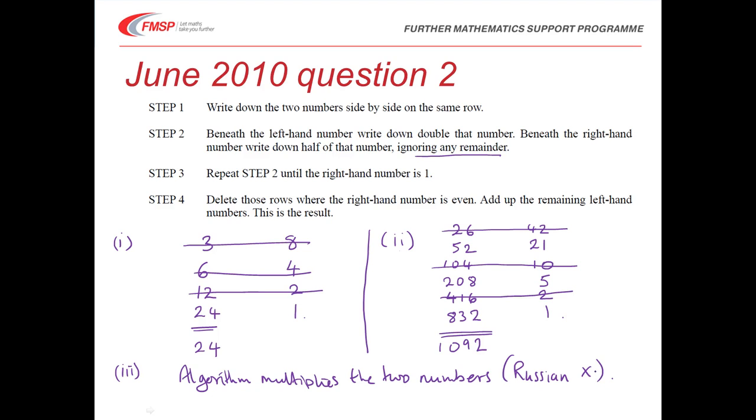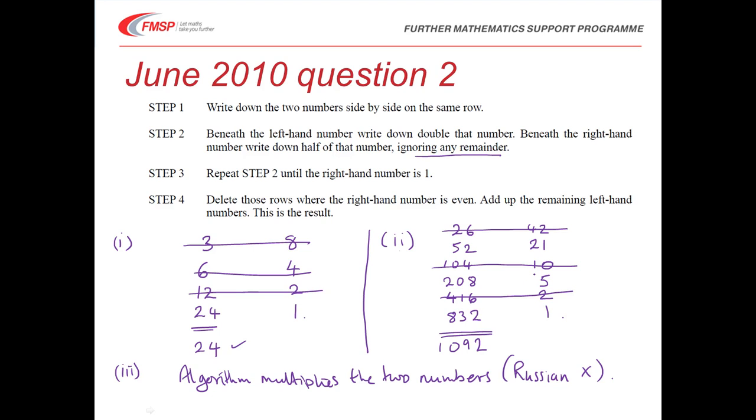So just a comment on the marking of this. There's 3 marks for doing the working for part 1. One mark is for doubling and halving, so that's obeying one of the instructions. Another mark is for deleting the unwanted rows, so that's again following one of the steps of the algorithm. And the third mark is for getting the right answer.